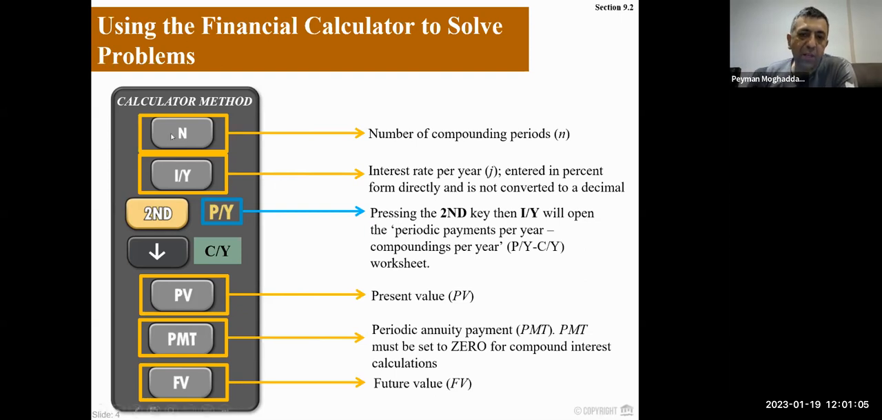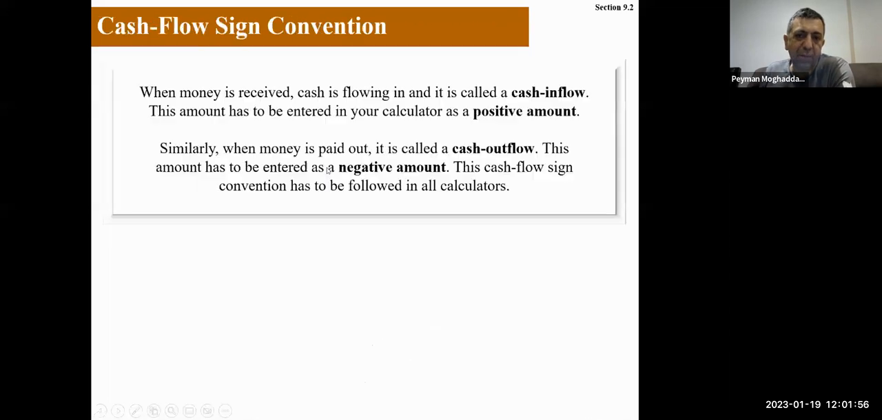N is the number of compounding periods. I over Y is the nominal interest rate. P over Y and C over Y are M, the compounding frequency; they are the same. PV is the principal value. PMT is the annuity; we haven't gotten to annuity yet, so you put it as 0. FV is the future value. So in the calculator, you set all those numbers, then go to FV and press CPT, and it calculates the future value. That's how you set it up. We'll come to examples for this later, but make yourself familiar with these.